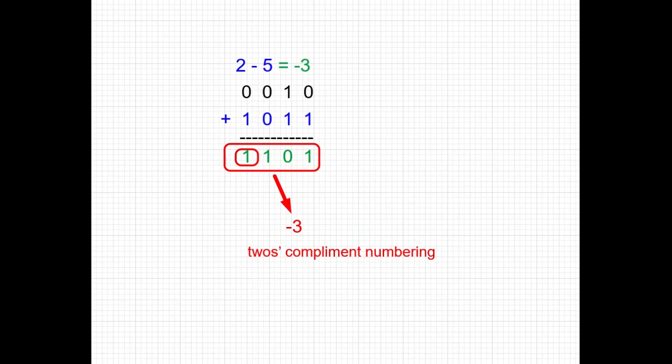The important point here is that we've chosen to use 2's complement numbering, where the MS bit indicates whether the number is positive when 0 or negative when 1, in which case the rest of the number is in 2's complement form.